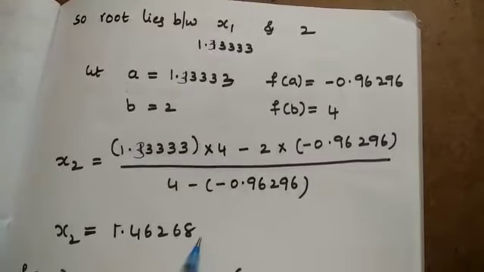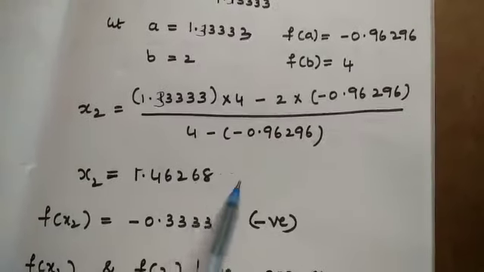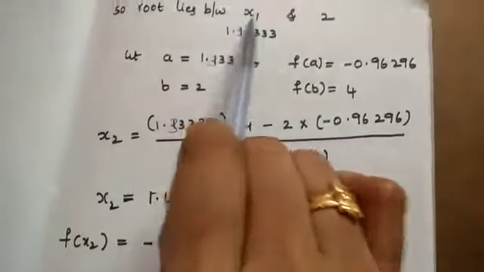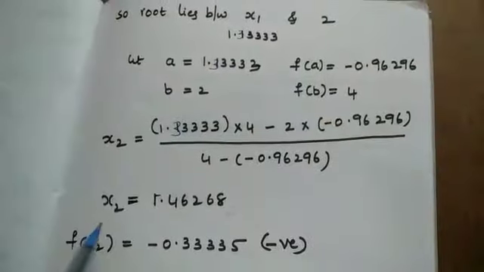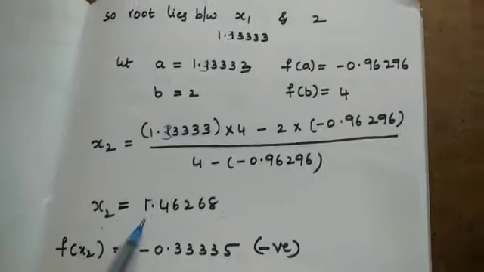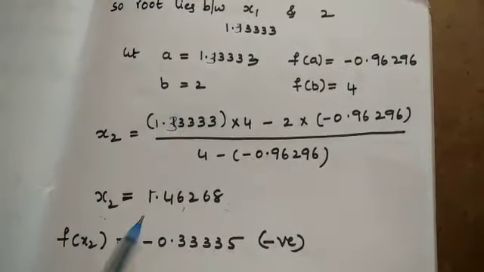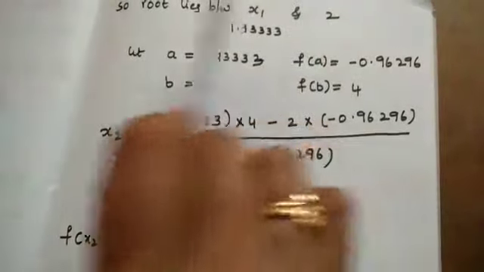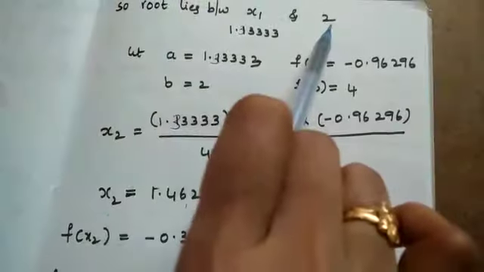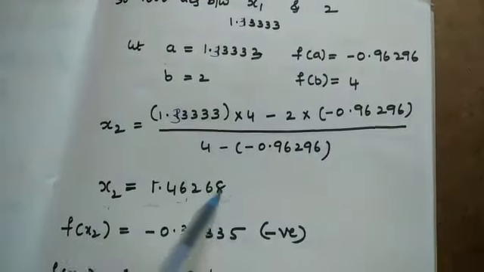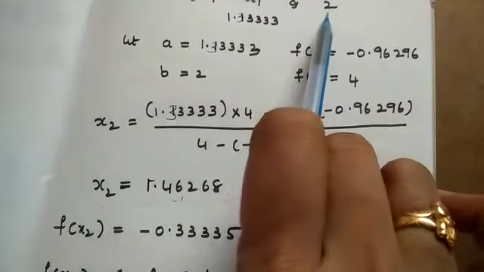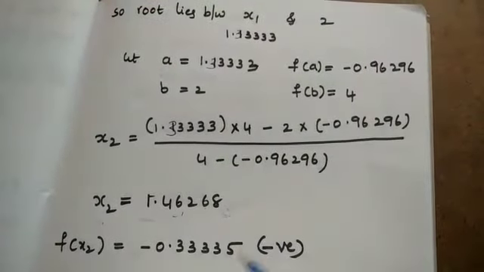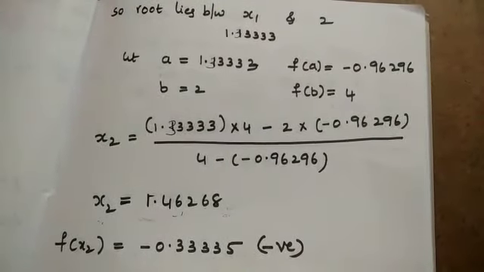After getting x2, you may have a doubt whether this is right or wrong. How do you conclude? The root lies between x1 and 2. We calculated the next approximation. What is the value? 1.46 something. Clearly, this is in between these two. The root lies between x1 and 2. Clearly 1.4 something is in between 1.3 and 2. So with that, conclude your approximation is right and continue the further procedure.